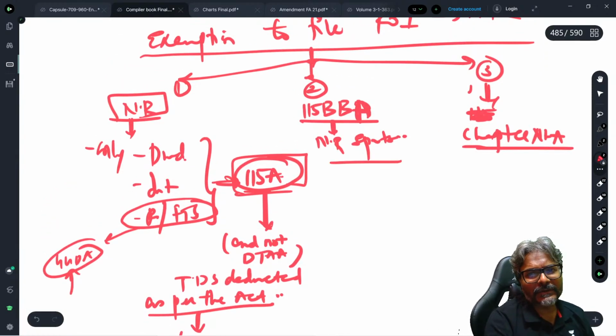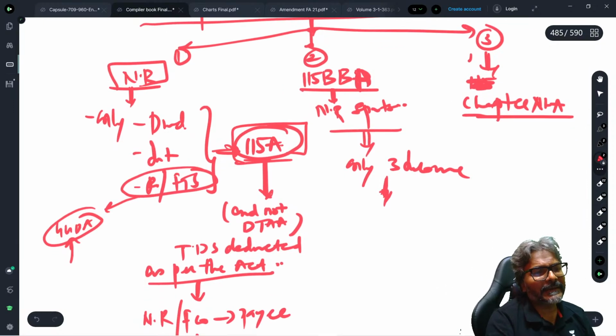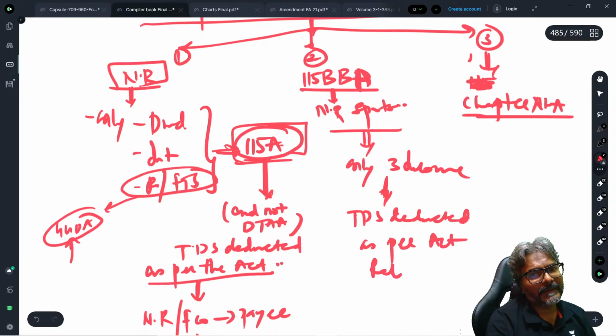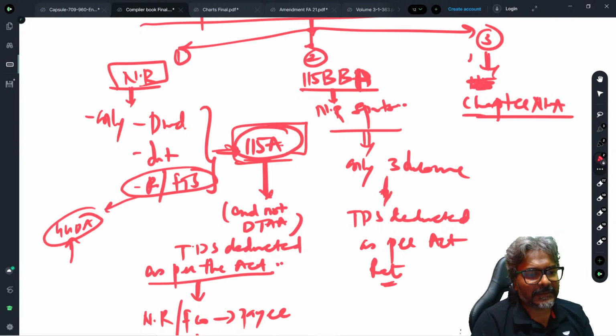Okay. Here also the same situation is that only 3 income of the non-resident sports person, and TDS is deducted as per the Act rate.